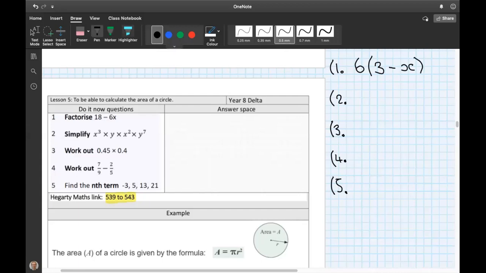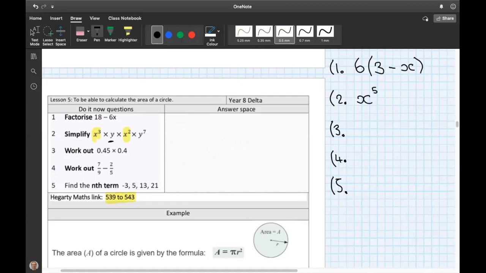Okay, number 2. Here we've been asked to simplify this expression. Going to have a look at the x's first. We've got x to the power of 3 here and x to the power of 2 here. Once you've got the same base and you're multiplying them, you need to add the powers together. 3 add 2 gives you 5. So that's going to be x to the power of 5.